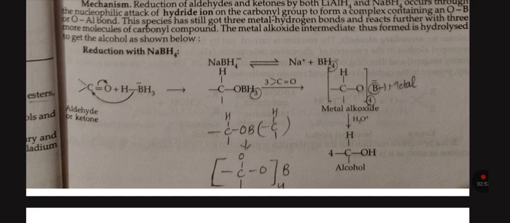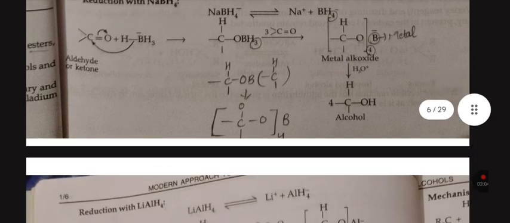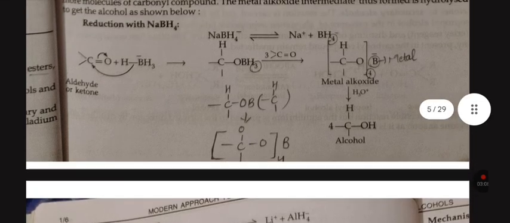Reduction with NaBH4. NaBH4 will give Na+ plus BH4-. Then the aldehyde or ketone will react with BH4-. The bond in the carbon-oxygen double bond will move towards oxygen, and an H from BH4- will go to the carbon atom, so we will get another product.